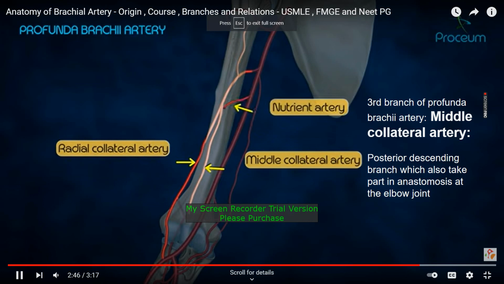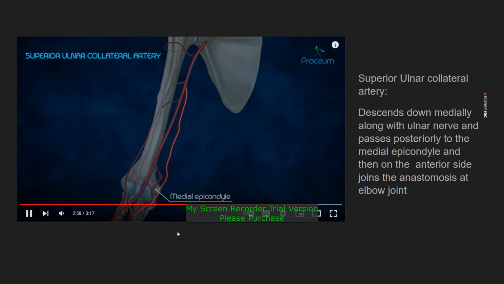And then the third branch of the profunda brachii artery, which we'll be discussing, is the middle collateral artery. It's actually the posterior descending branch of the profunda brachii artery, and it is also going to join in the anastomosis that's happening at the elbow joint.